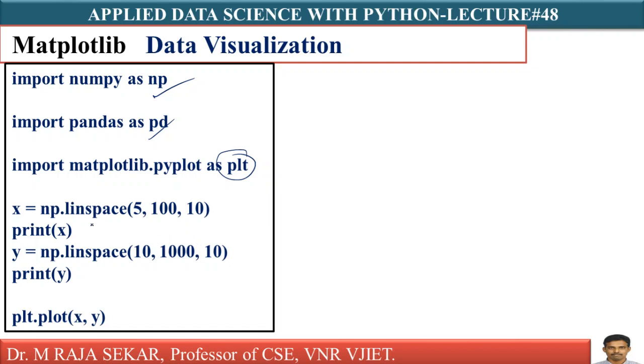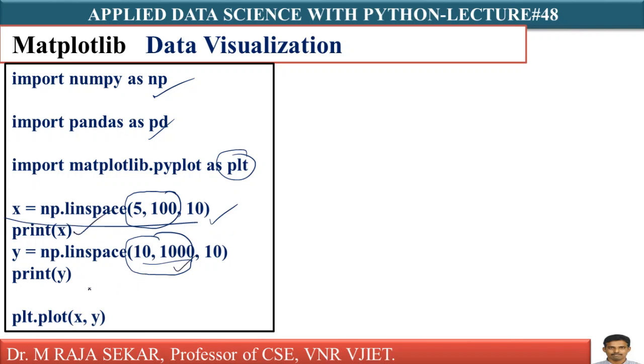Here, what's happening? If you observe np.linspace, this also I discussed in my previous lectures. What does it mean here? What is x? x is having 10 numbers spread between 5 and 100. It will generate 10 numbers between 5 and 100. In a similar manner, y, this linspace will generate 10 numbers from 10 to 100. So x is having 10 numbers as well as y is also having 10 numbers.